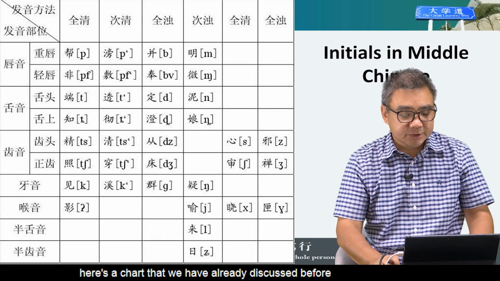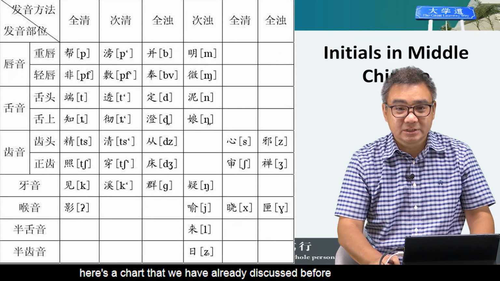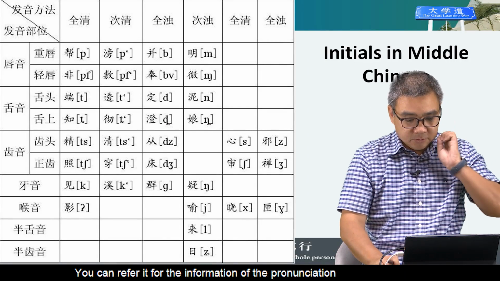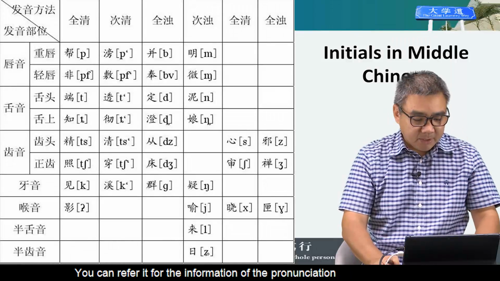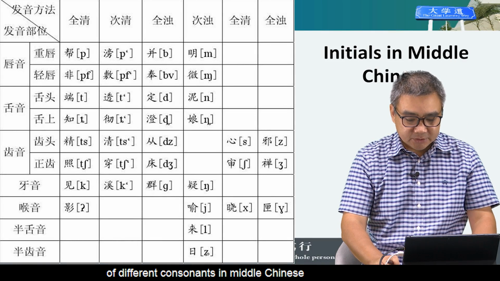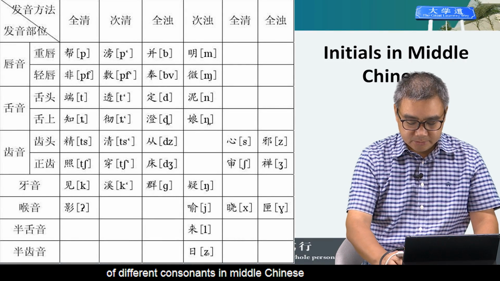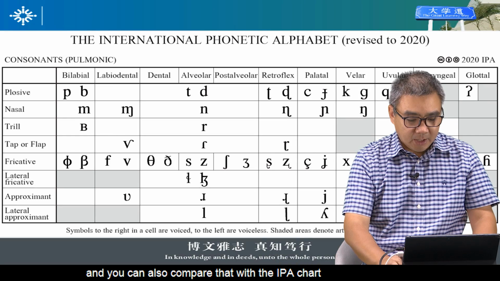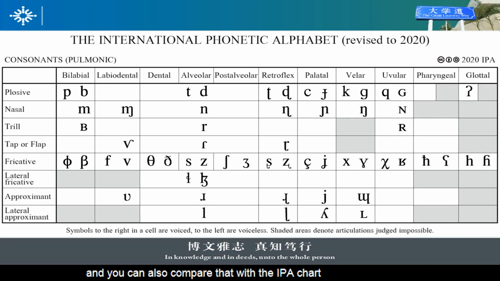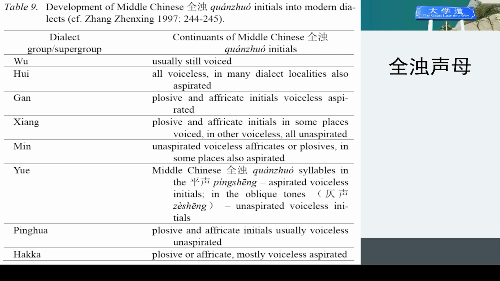Okay, here's a chart that we have already discussed before. You can refer to it for the information of the pronunciation of different consonants in Middle Chinese. And you can also compare that with the IPA chart, consonant parts. Further information can be referred to in chapters 2 and 3.